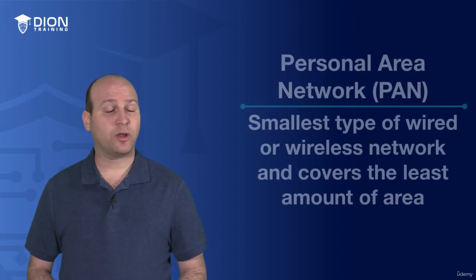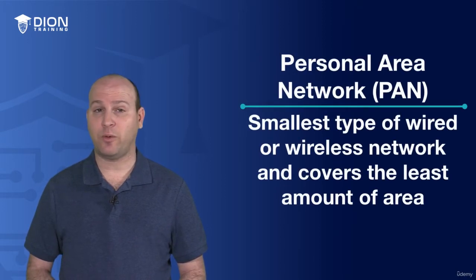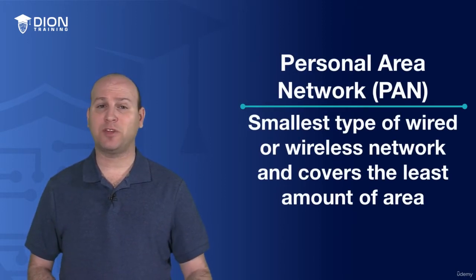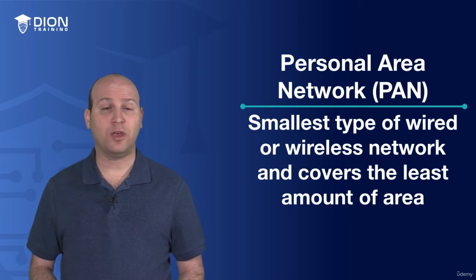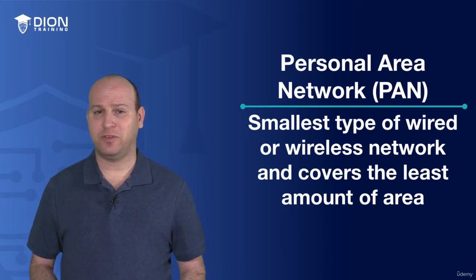So when we talk about network geography, we're going to start with our smallest networks and work our way out to our largest networks. The smallest one we're going to cover is known as a personal area network, or PAN. It's the smallest type of wired or wireless network we can use, and it usually covers about 10 feet or less, so about a couple of meters of distance.